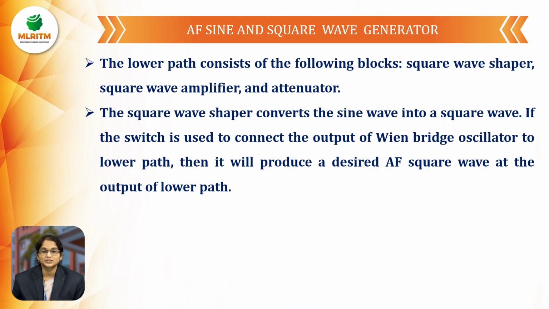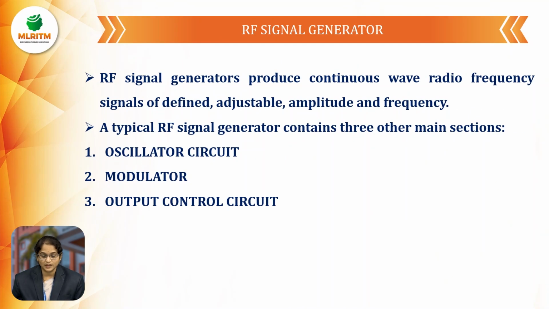With the help of the shaper, we are going to smooth the signal into a square wave signal, and after that, that square wave signal is amplified and given to the attenuator, which attenuates whatever signal is coming from the square wave amplifier. It will attenuate the signal as required, and it is given to the output. This is about the AF sine and square wave generator.